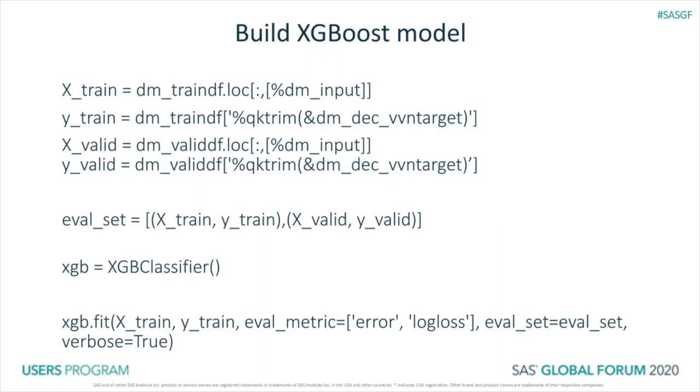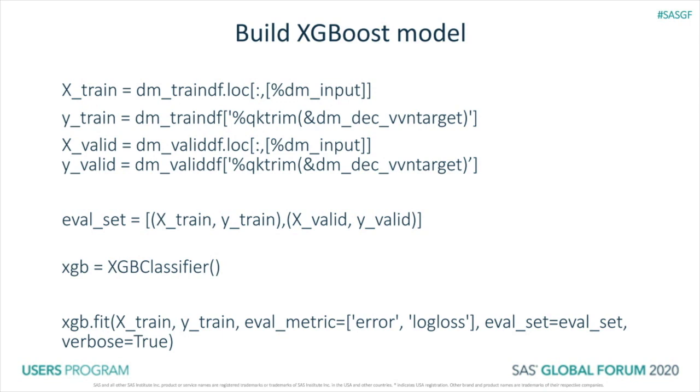Create a data frame called x_train with input variables and a series called y_train containing the target variable for training observations. Similarly, x_valid and y_valid are created for the validation data. We also create an evaluation set, eval_set, containing the training and validation data.